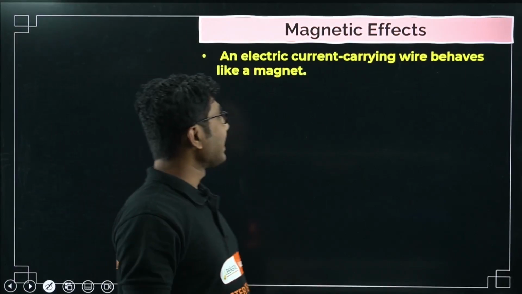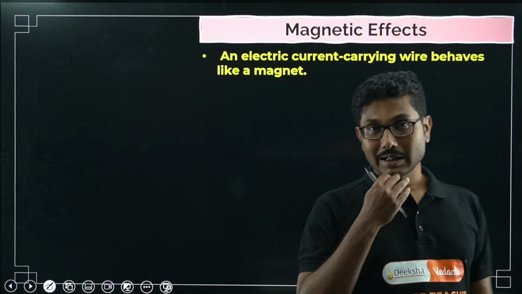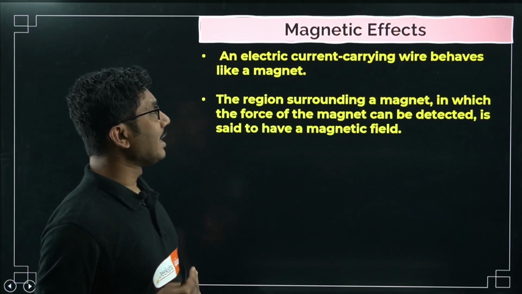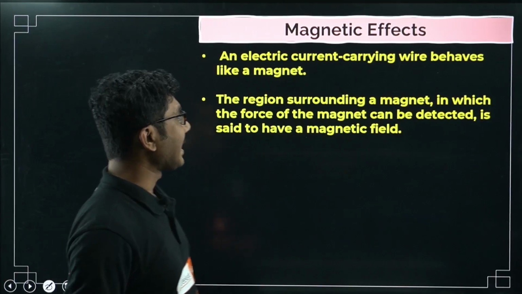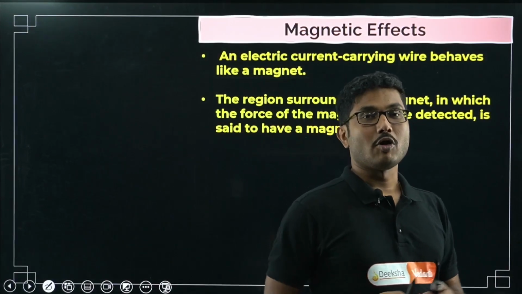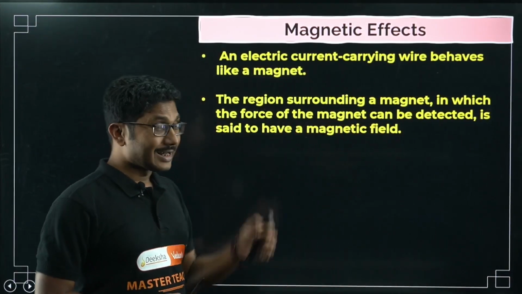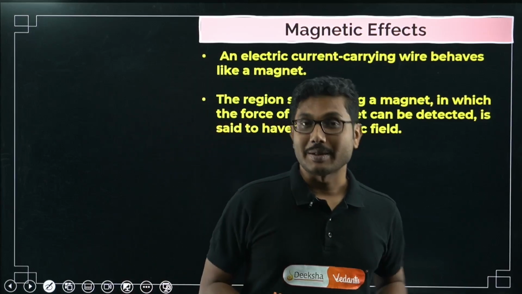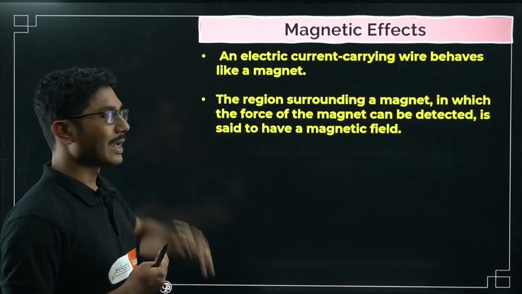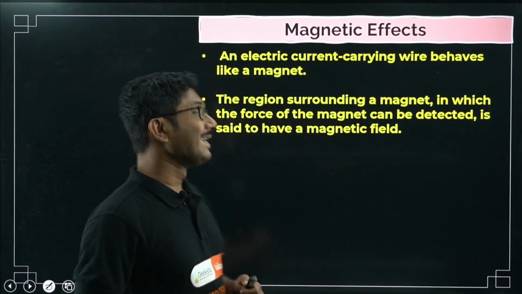An electric current carrying wire behaves like a magnet. So we have learned that if there is a current in a conductor, that conductor behaves like a magnet, right? The region surrounding a magnet in which the force of the magnet can be detected is said to have a magnetic field. So this is also an important concept: what is a magnetic field. Magnetic field is the region of influence of a magnet. Now since a current carrying wire also behaves like a magnet, it also has a magnetic field of its own, right? So that's why the magnet and magnetism due to electricity are somewhat linked, okay?